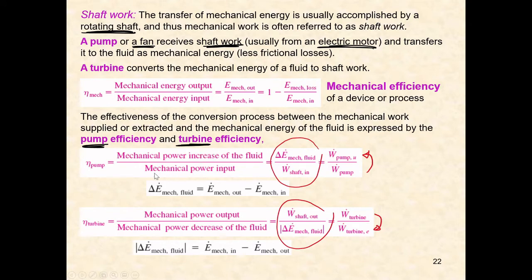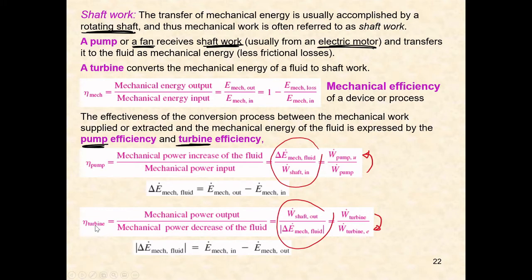For pump efficiency, you have a mechanical power input, which is coming from electricity, for example, or the shaft itself. And then you have a mechanical power increase of the fluid. So you transfer the energy to the fluid, so the fluid should obtain a certain amount of energy, right? That's why you have an increase in the mechanical energy in the fluid. And the energy is coming from the shaft, because the energy in the shaft is also coming from electricity. So you have two stages of conversion, from electricity to the shaft, and from the shaft to the fluid. So the efficiency of the pump is from the shaft to the fluid, okay?